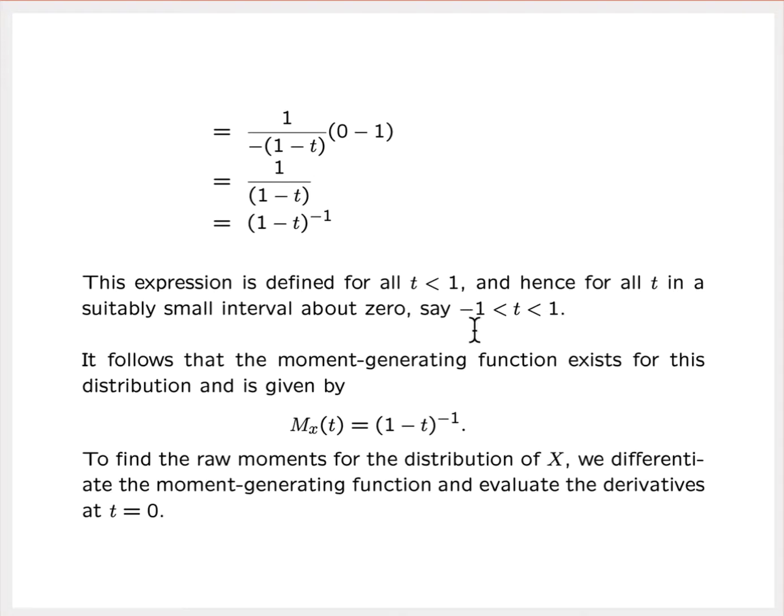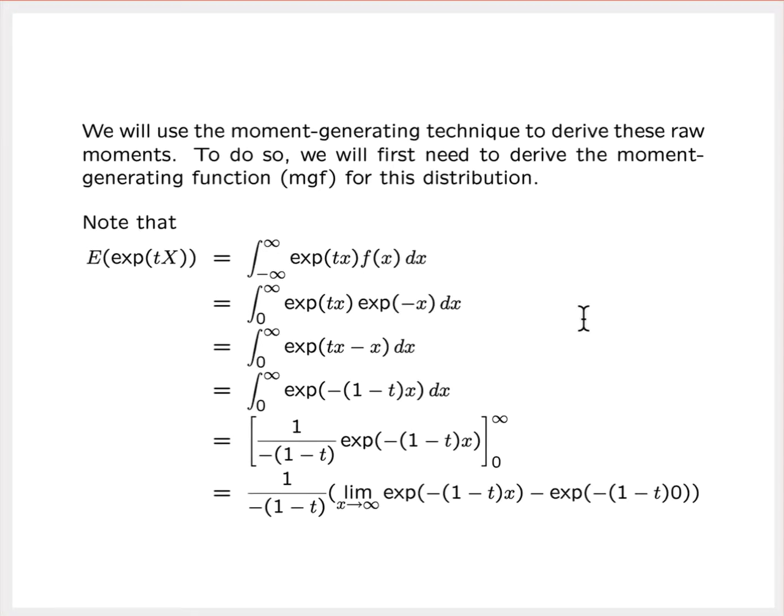Now we could pick any small interval as long as the upper endpoint of that interval is strictly less than 1. Okay, but this interval suffices. And the reason we have to think about this is because remember that in order for the moment generating function to exist, this expectation has to exist for all values of t in some interval around 0. It doesn't matter how small that interval is, just some interval around 0.